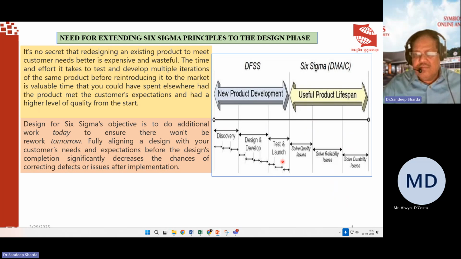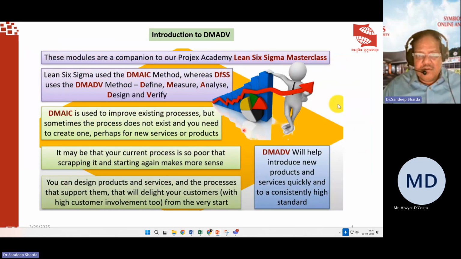So basically, if there is a continuous problem, then we are going to go for a radical change as far as the product or services are concerned, or else we are going to define it from the start, that is, design for the new product development stage, or maybe services as well. So introducing the DMADV, these modules are the companion to the project. Lean Six Sigma uses the DMAIC method, whereas DFSS uses DMADV. DMADV is used to improve the existing process, but sometimes the process does not exist, and you may need to create perhaps a new service or a new product.